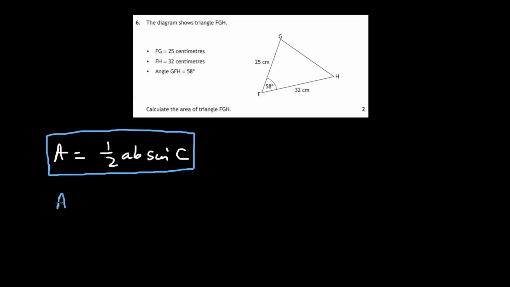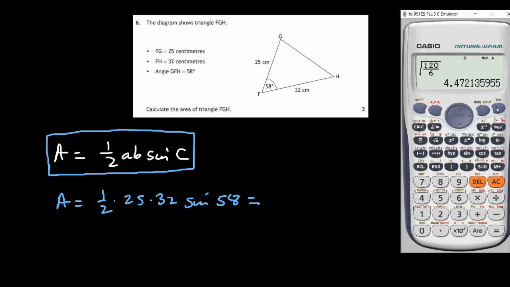So it would just be A equals a half times 25 times 32, and then sine 58. So 0.5 times 25 times 32, and then sine 58. And that gives 339.2.